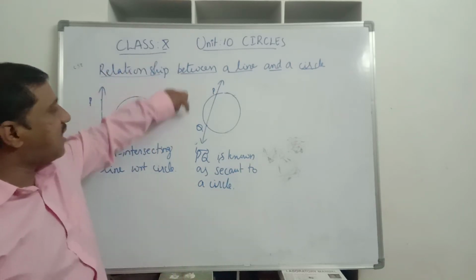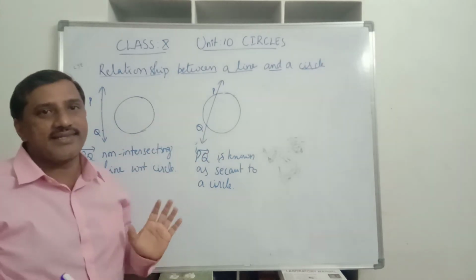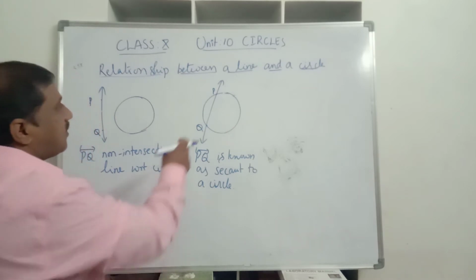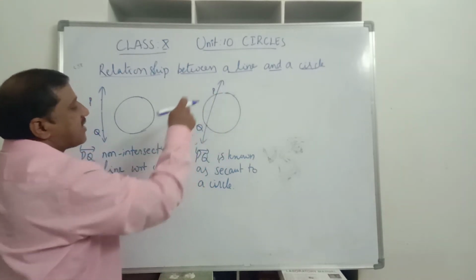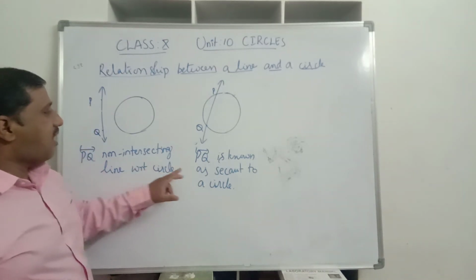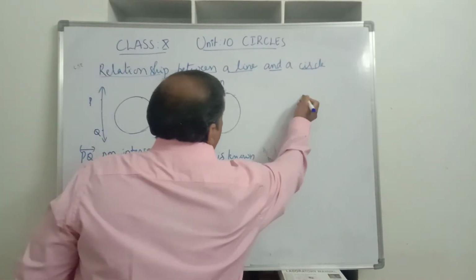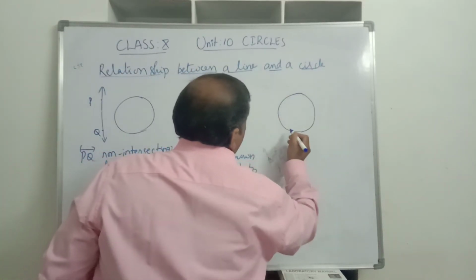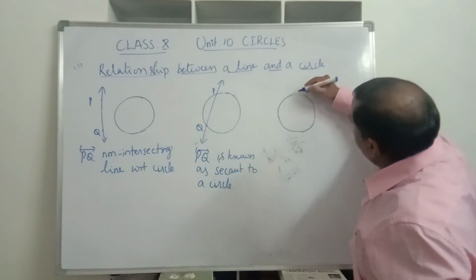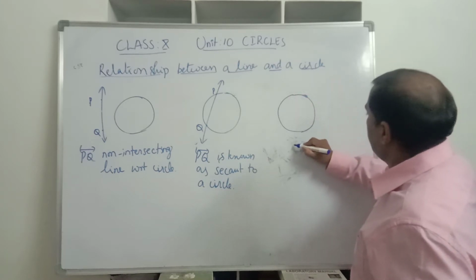Now what is a secant of a circle? The line which intersects the circle at two distinct points is known as a secant of the circle. Here there is no common point, and here two common points are there. Now the third case: draw a circle and draw a line which touches the circle at only one point, like this.